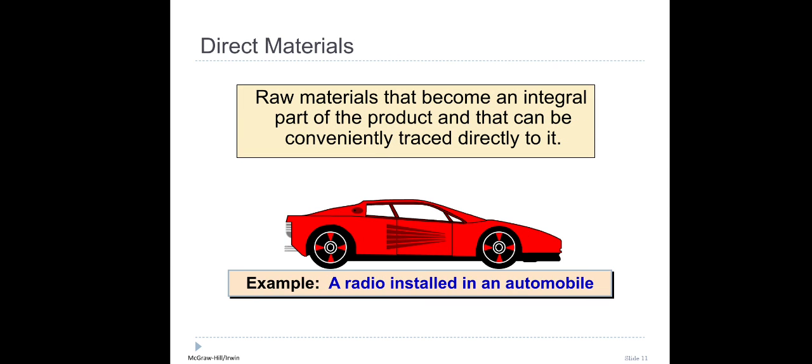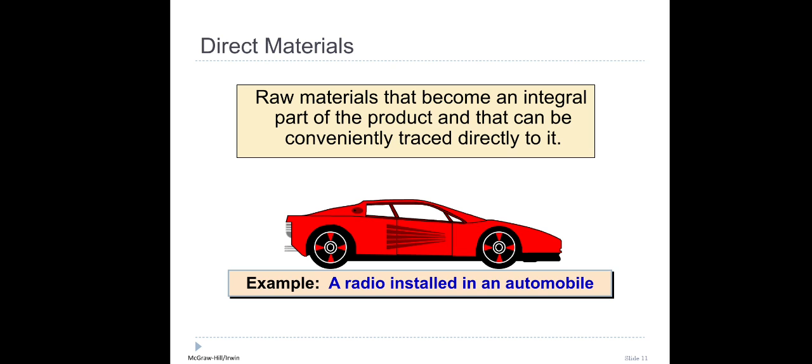Okay, what is a direct material cost? Direct materials are materials that become an integral part of the product and that can be conveniently traced directly to it. So the simple definition is like this. Direct materials are the things that you can see in a product. When you see the product, you can see all the direct materials.